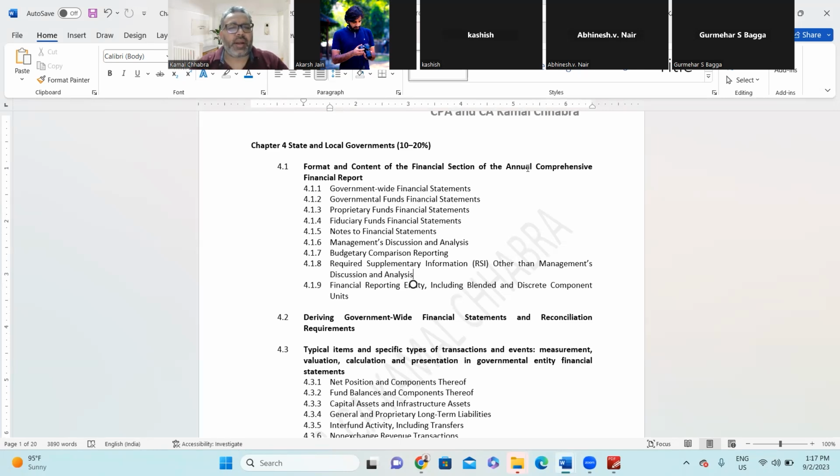So one is proprietary fund. Proprietary fund basically includes two categories of fund. One is for internal services, one is for business purposes. So government also does businesses. So those business incomes will come into the enterprise fund. And second is the internal service fund.